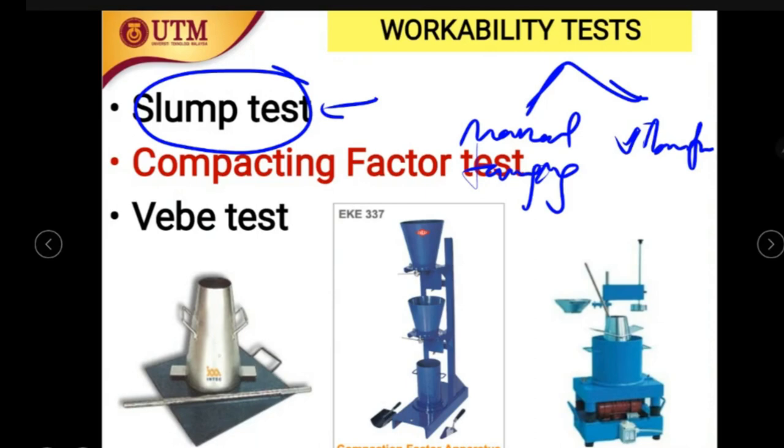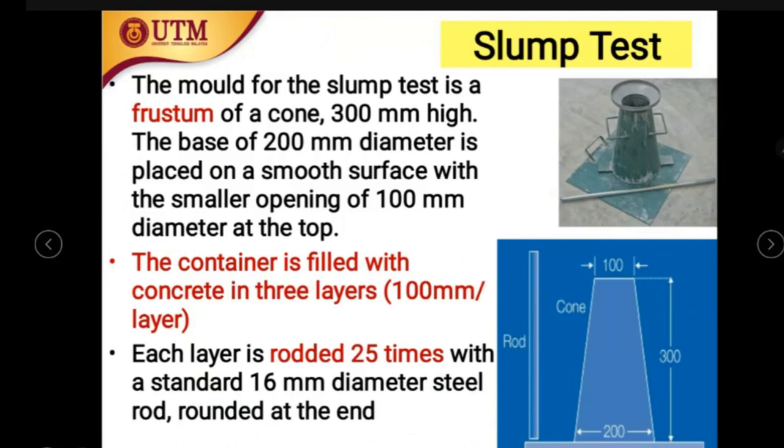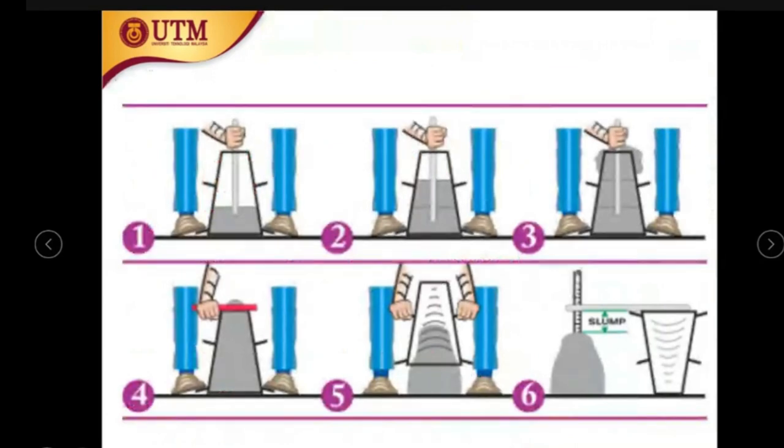So the slump test and also the compacting factor test are through manual tamping, okay? And the VB test is through vibration. So this is the procedure for doing the slump test. I don't want to read it, just let you have a look at this diagram, this figure.